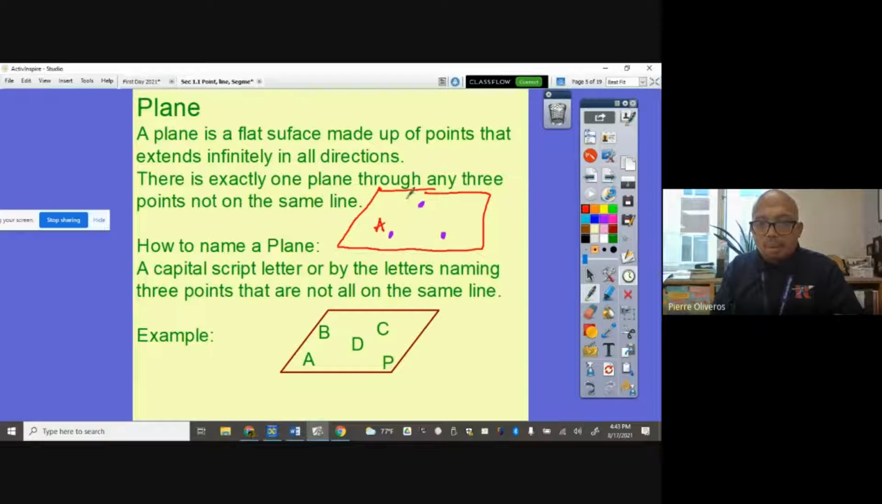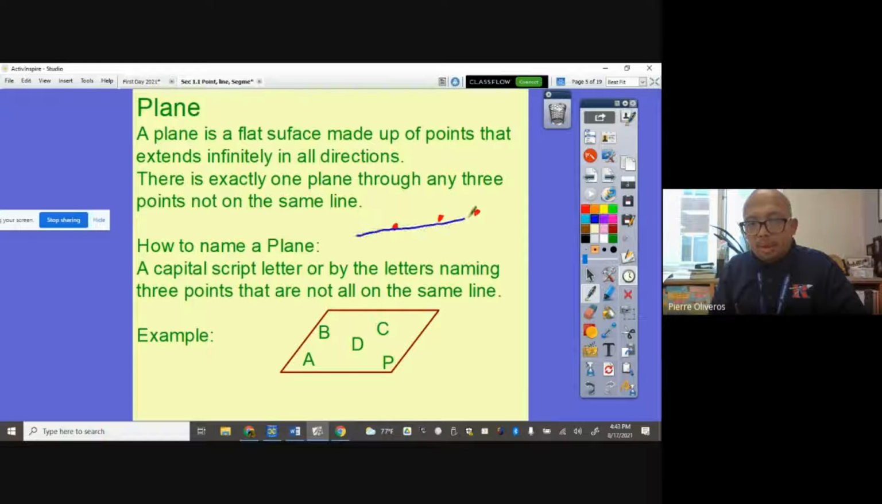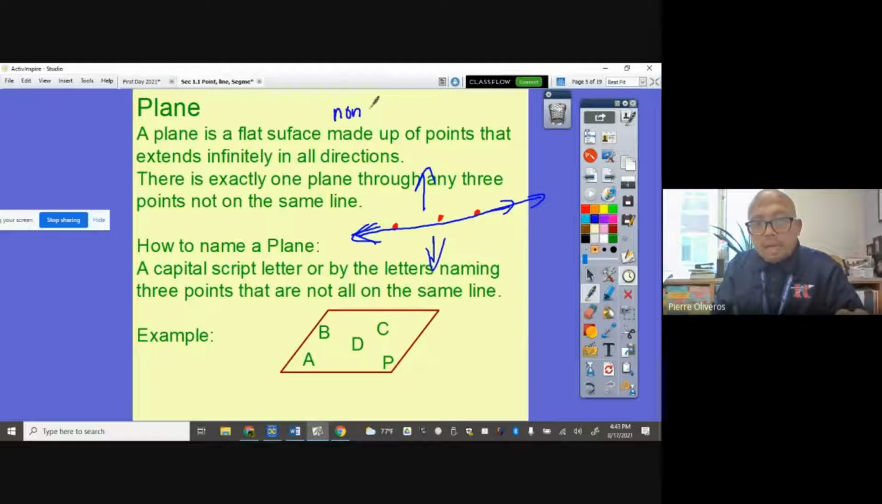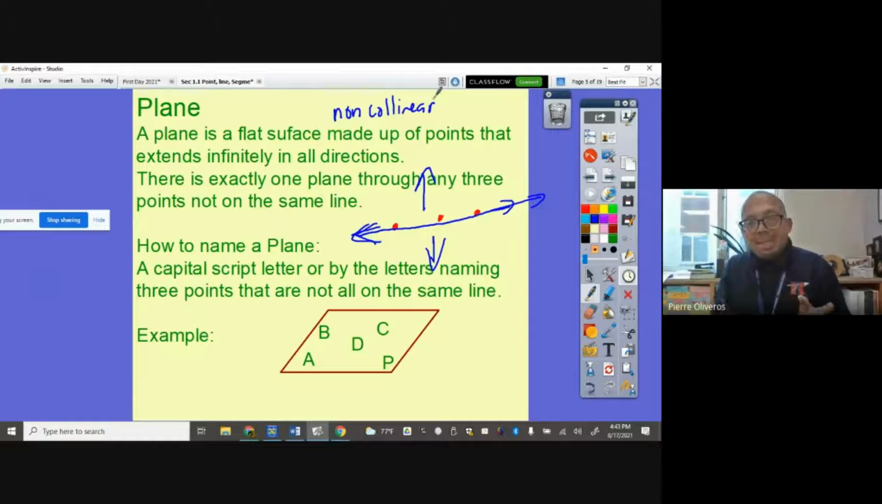Let's say I have points A, B, and C. Since they are not on the same line, they will make a plane. Why? If they are on the same line, look what will happen. If you connect them, because they're on the same line, the direction is going to be left or right only. You're not going to have somewhere over here and there, so it's not going to make a plane. That's why those 3 points have to be non-collinear. What is the meaning of non-collinear? Points that are not on the same line.